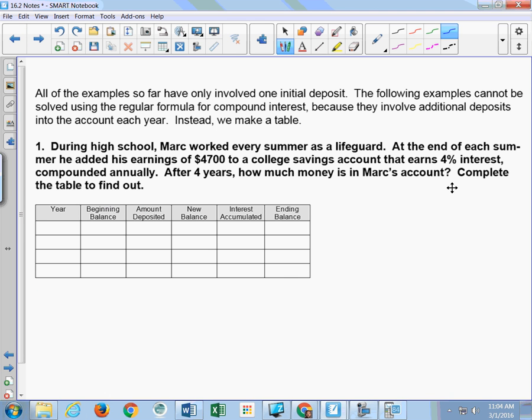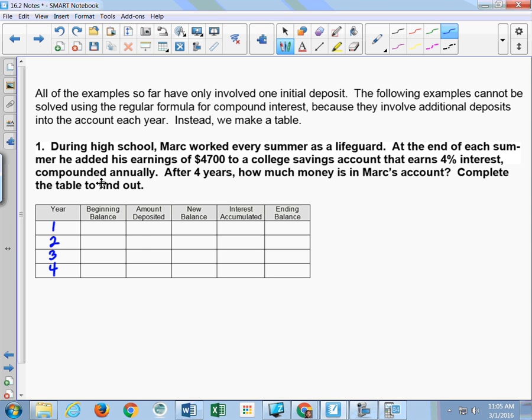Alright, next problem. All the problems we've done up to this point have only involved one initial deposit. That means we deposit money at the beginning of the year and we just let it sit there. The rest of the examples can't be solved using the regular formula for compound interest because they involve additional deposits into the account each year. So we have to use a table to do those. Now we can go ahead and label this year 1, 2, 3, 4.